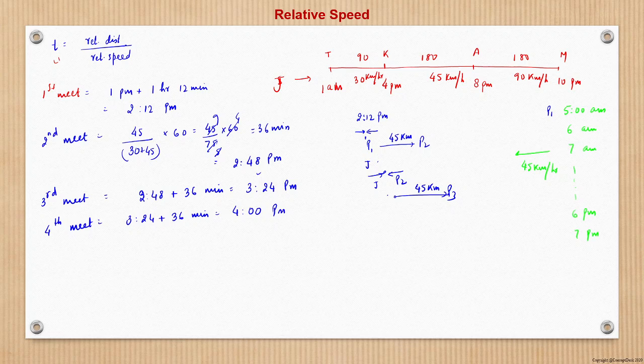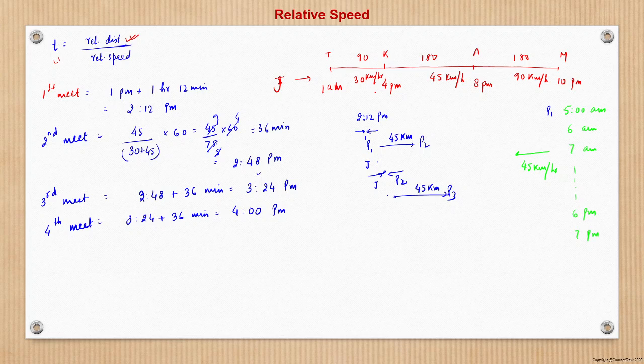Now we have seen that the distance between the Jodhpur and the next passenger train is always 45 kilometers. That is what I told here: the relative distance between the Jodhpur and any other passenger train will remain constant, that is 45 kilometers. Now notice here, the fourth meet has happened at 4 p.m.